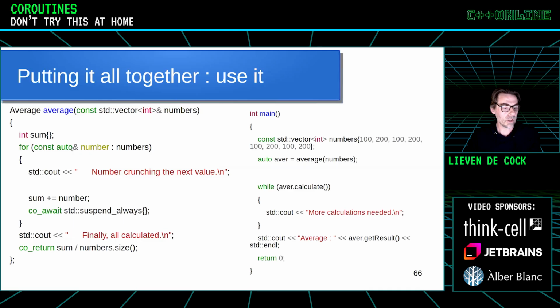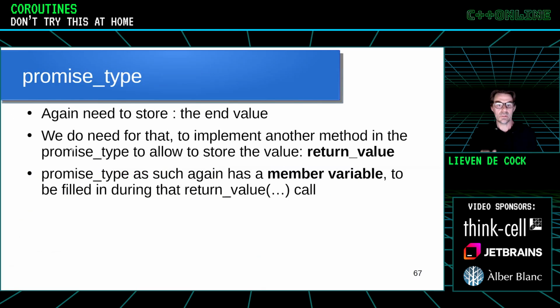When the loop is finished, we print out, haha, everything is calculated, and then we are co-returning our result, sum divided by the amount of numbers. Now, coroutine, main, both look simple again. But this time, we need an extra method in the promise type. At the end, the coroutine is co-returning a value, meaning the compiler needs to store that value in the promise type. So that means our promise type needs state again.